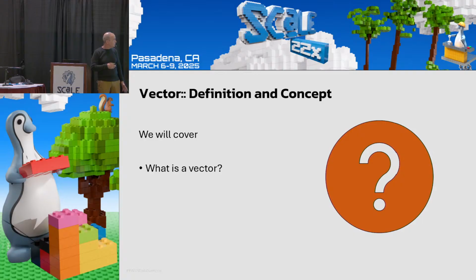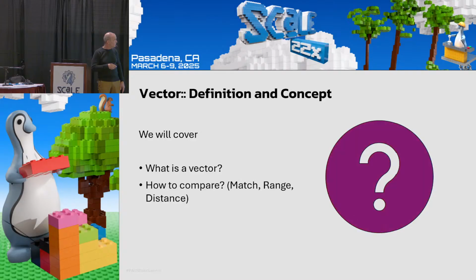So vector. What is a vector? We'll want to define it. We'll want to talk about, if I had a vector, how does a vector relate to other vectors? How do I deal with it as a data type? And we'll want to talk about efficiency at scale, because as it turns out, those little things about how to compare vectors cost quite a lot of compute time.